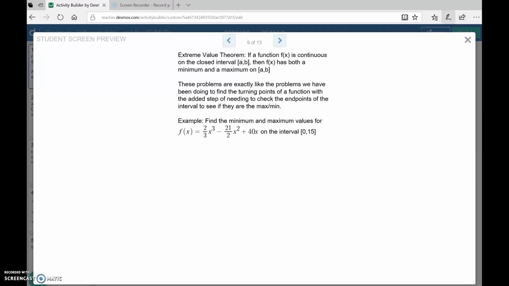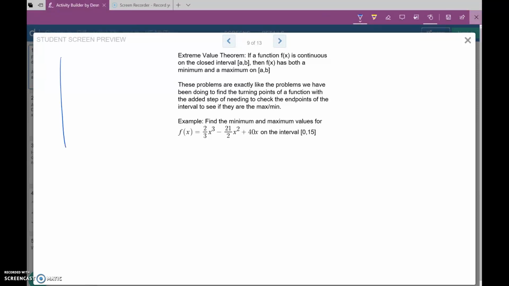So to draw a graph of this, let's say I am looking at a function on this interval, and it looks something like this. So if I take the first derivative, set it equal to 0, and solve, I'm going to find this turning point and this turning point. Those 2 points are, in fact, the minimum and maximum on this interval.